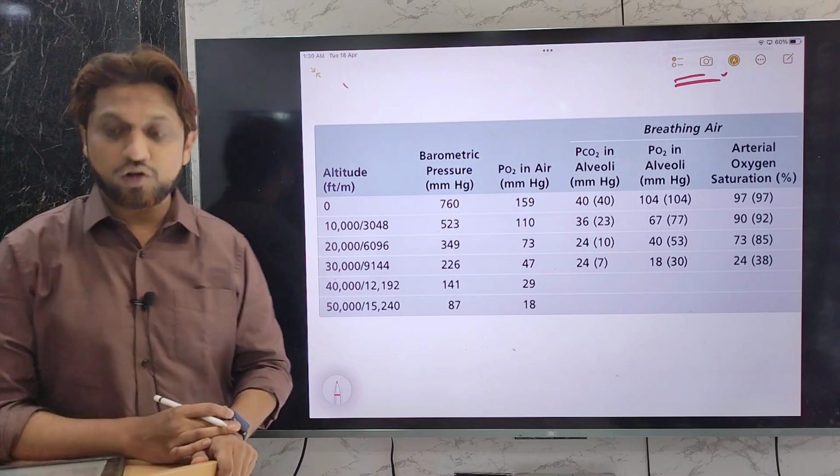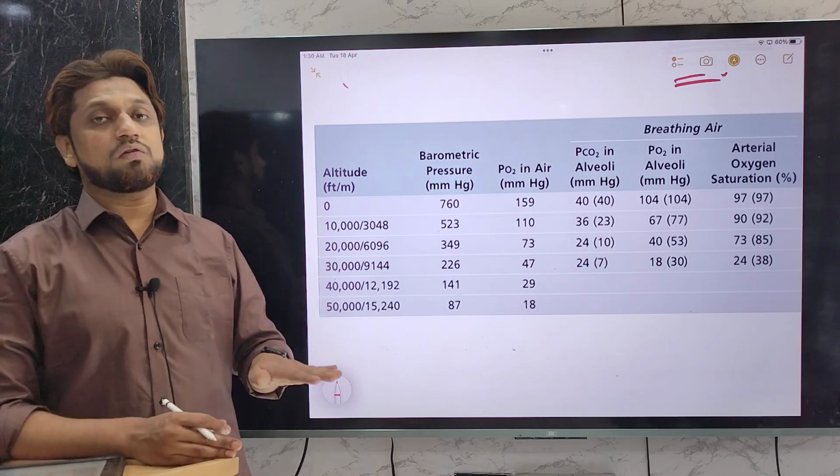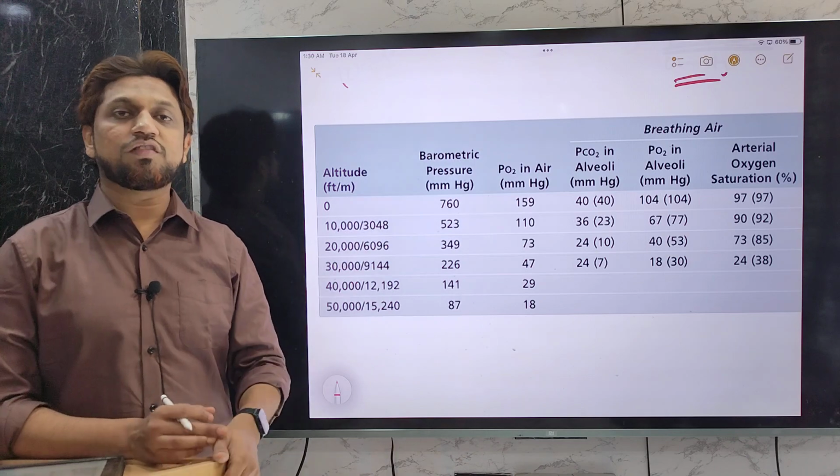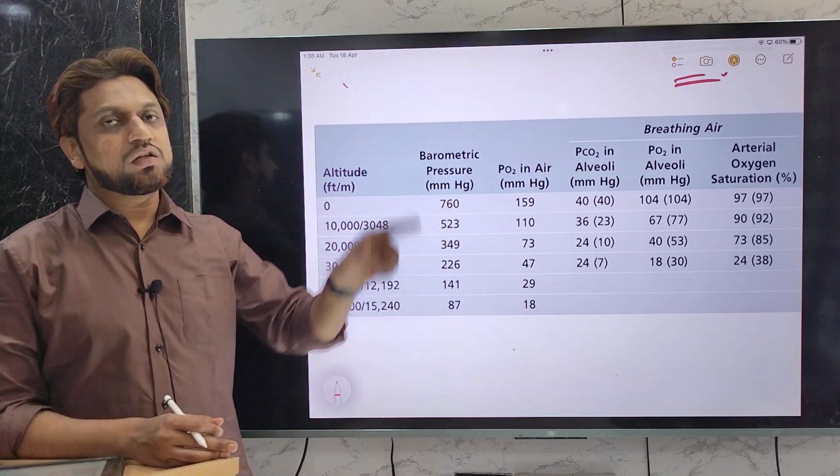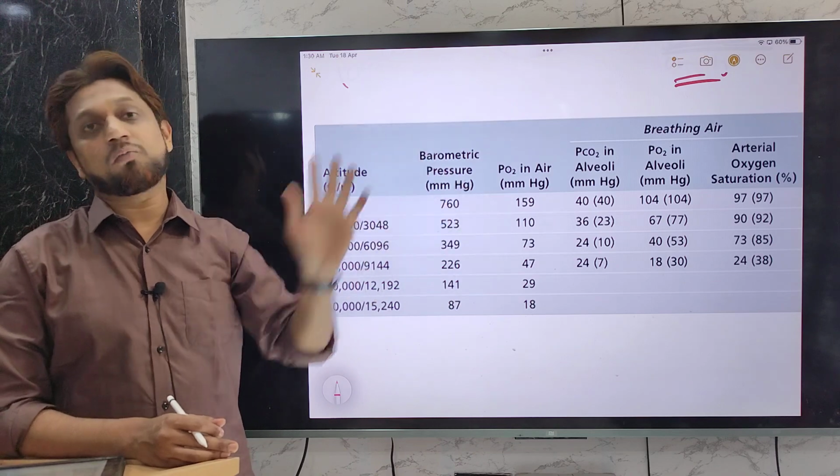Okay, now I hope you understood what the problem is. The main problem is, as one ascends above the sea level, the total barometric pressure will decrease, and in turn the partial pressure of the available oxygen in the atmosphere is decreased.